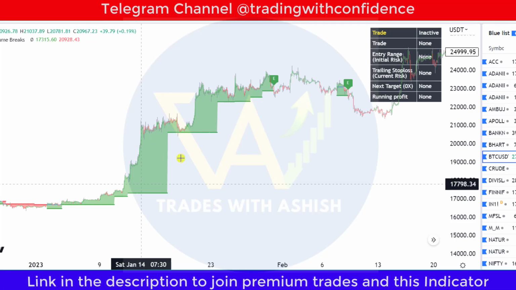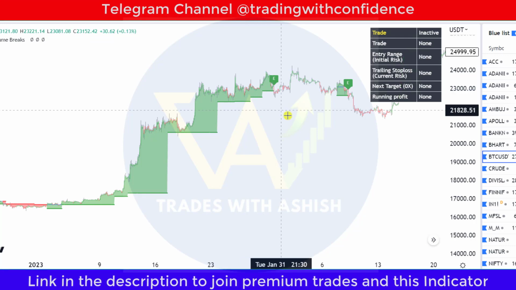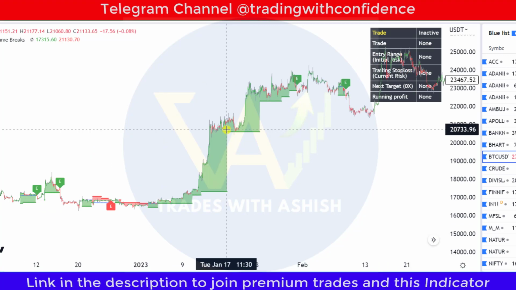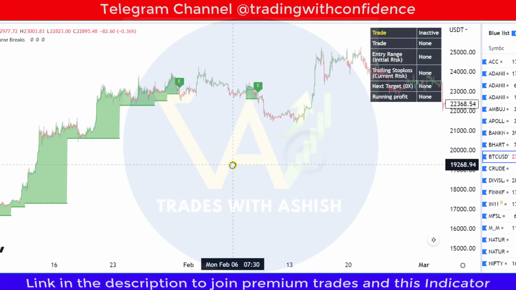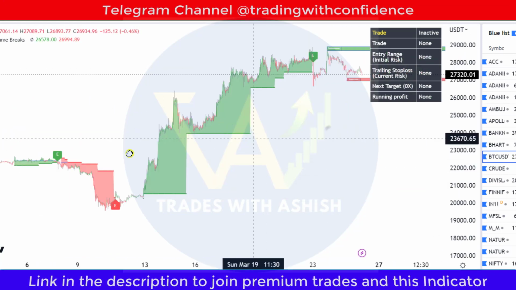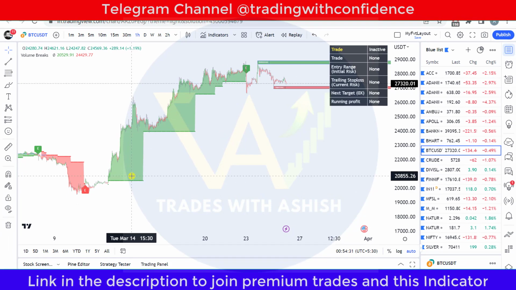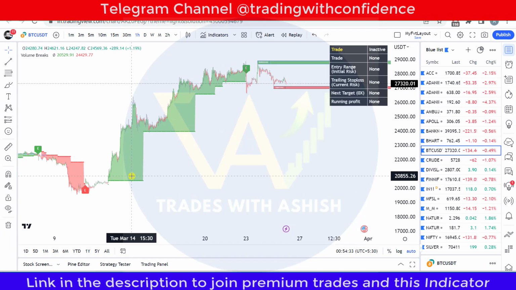16,700 to 22,800. Just understand the kind of trade or the kind of signals it can give. Let's go to the 1-hour chart. Awesome trade. It gave you an amazing entry point.